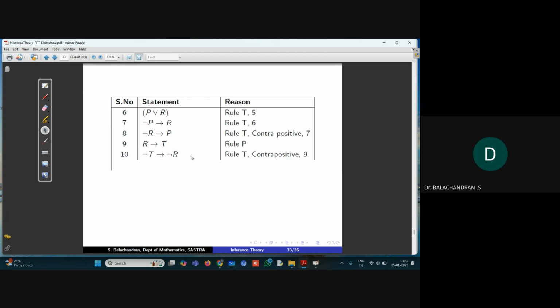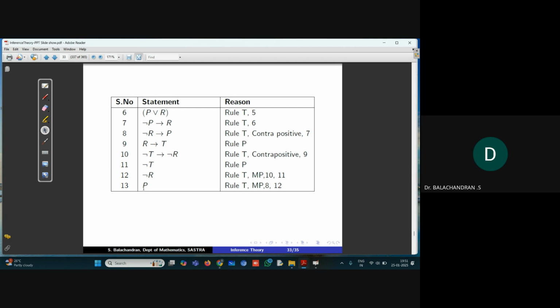You can check it later. Next, 10 is the contrapositive of 9: negation T implies negation R. Next, rule P. Negation T is one of the premises. Next, using this, I will get negation R. Next, from 8 and 12, negation R, and negation R implies P, we get P. So I think this is the conclusion.